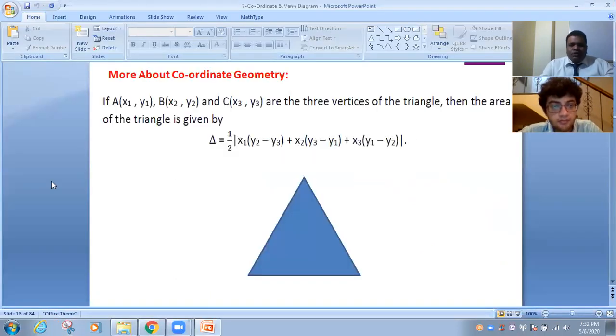Good. So we are done with the coordinate geometry. Now we have to discuss the sample problems.